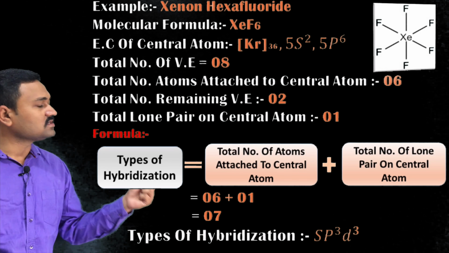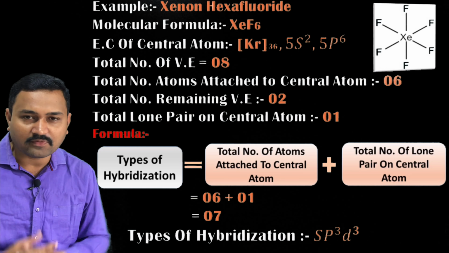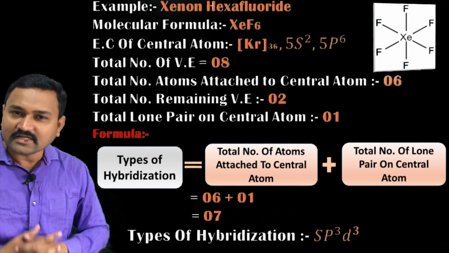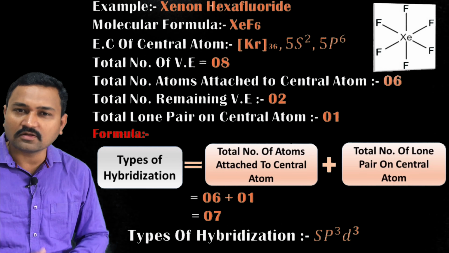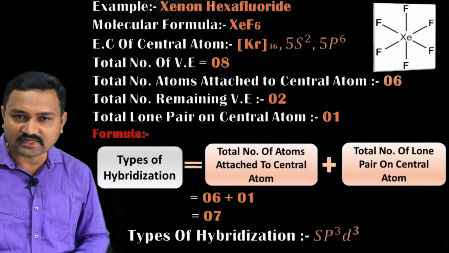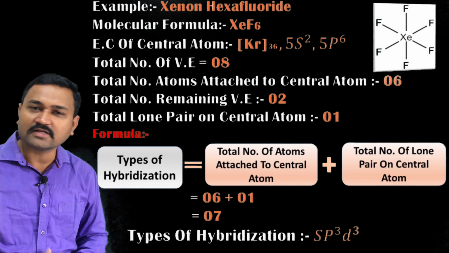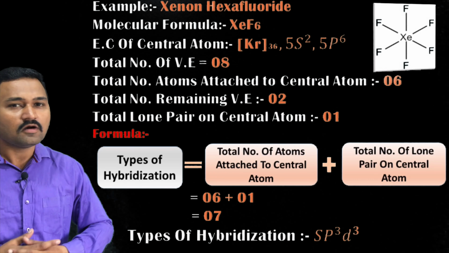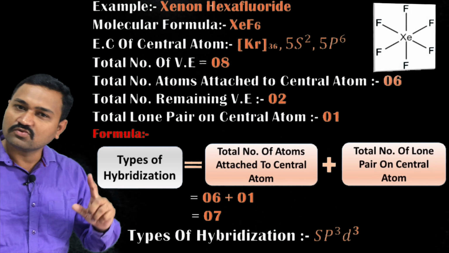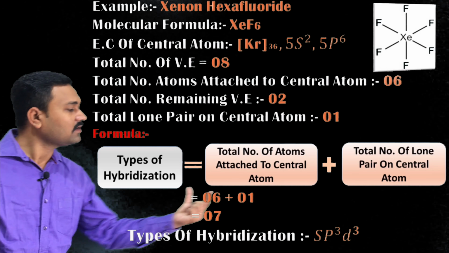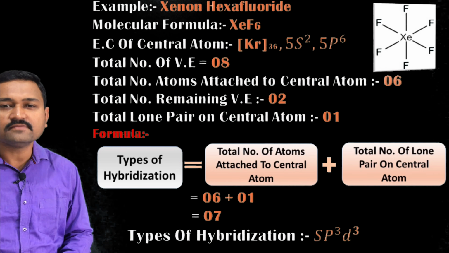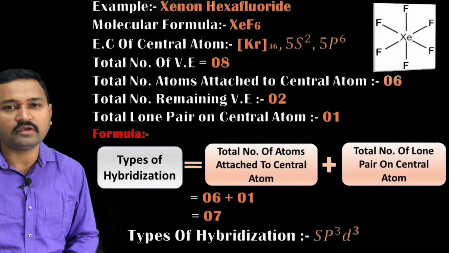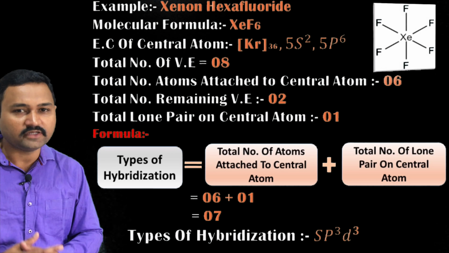Now, again use a simple formula which will decide the type of hybridization. That formula is the total number of atoms attached to this central atom plus the total number of lone pairs of electrons on the central atom. So, the total number of atoms attached to the central atom is equal to 6, and the total number of lone pairs of electrons on the xenon hexafluoride is equal to 1. Hence, the number comes to be 7. Hence, the type of hybridization of the xenon atom in the xenon hexafluoride molecule will be sp3d3.